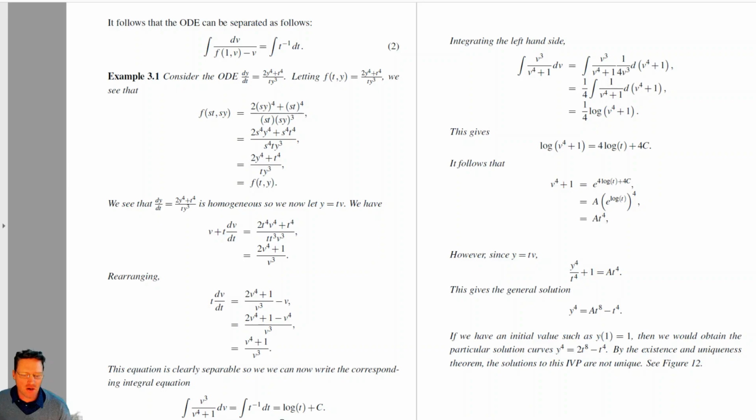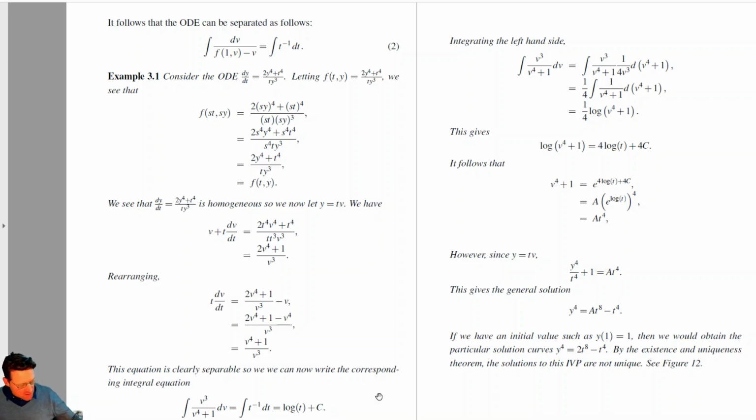Doing so and then applying the integration symbol, we have the integral of v cubed over v to the fourth plus 1 is equal to the integral of t to the minus 1, or 1 on t. We know immediately the integral of t to the minus 1 is log of t, being the natural logarithm. When I write log, I just leave off the base there, understanding that log in mathematics means the natural log.